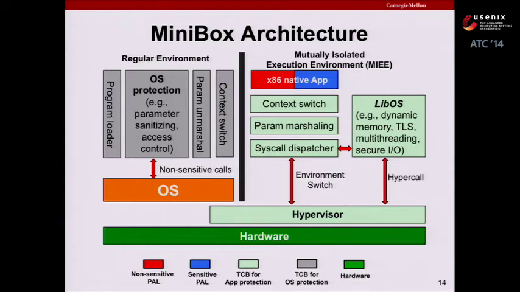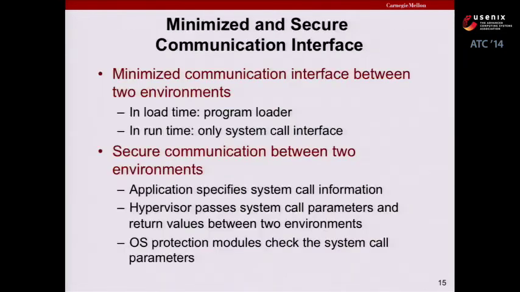For sensitive system calls, the system call dispatcher in the service runtime is going to forward the system calls to the libOS. For example, for dynamic memory management, thread local storage management, multi-threading, or secure file, the libOS is going to handle all the system calls. So finally, as we mentioned, MiniBox provides a minimized and secure communication interface between the OS protection modules and the application. How does MiniBox achieve that?